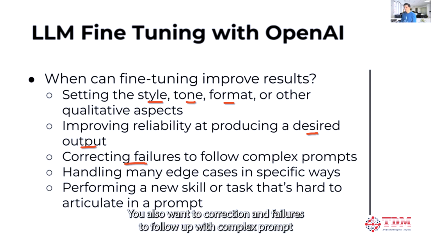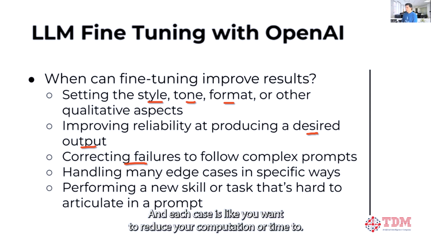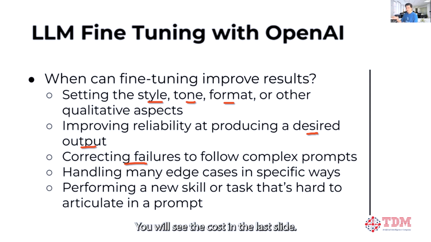You also want to have correction of failures to follow complex prompts, so you can literally correct those things. And edge cases, like you want to reduce your computational time too. You will see the cost in the last slide, how the cost piles up when you do this kind of thing. And perform a new skill. So let's say you want to design the same application for a super user versus a real PhD user who knows more detail. You can customize all these kinds of things.